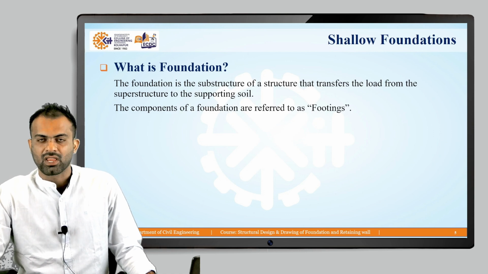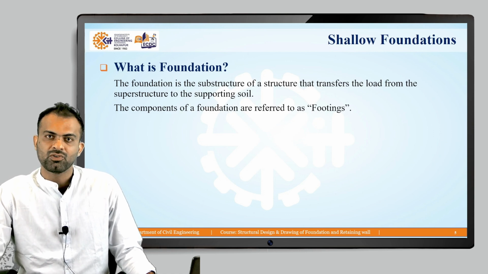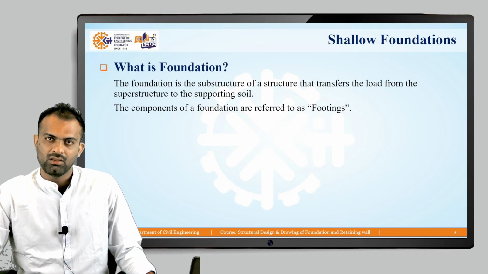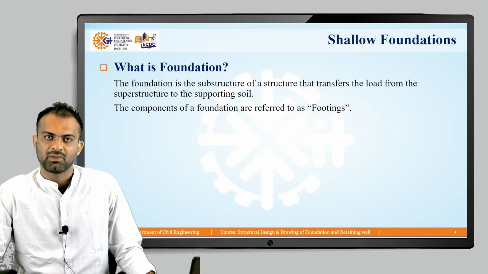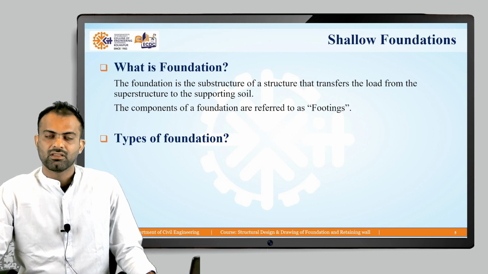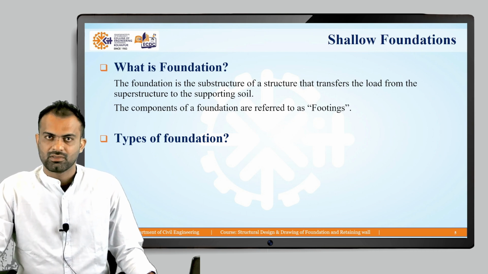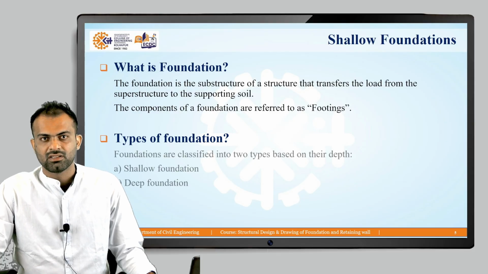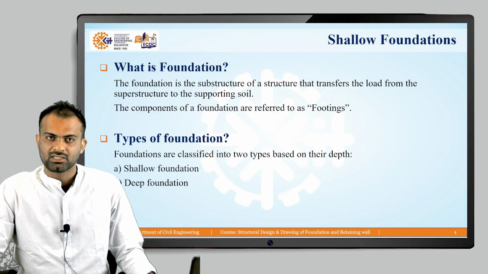Then what is the footing? Footings are the components of the foundation. If you want an example about footings, the isolated footings which are located under each column. So all the footings present in the structure, clubbed together, we call them a foundation. Then we look at the types of foundations. Broadly, the foundations are divided into two groups. One is shallow foundation and the other one is deep foundation.